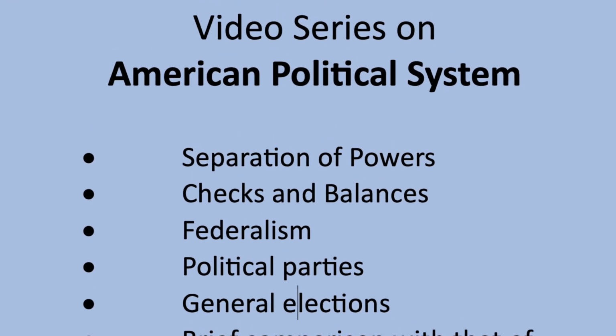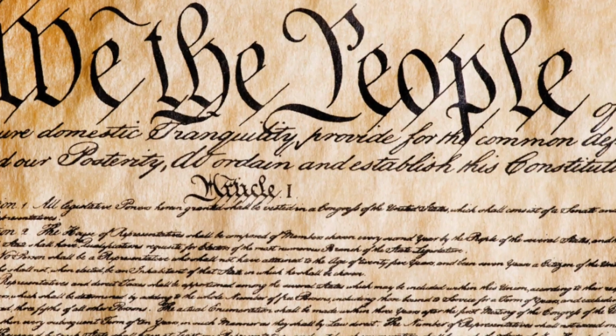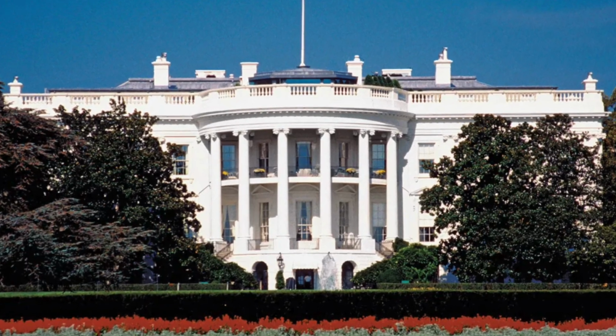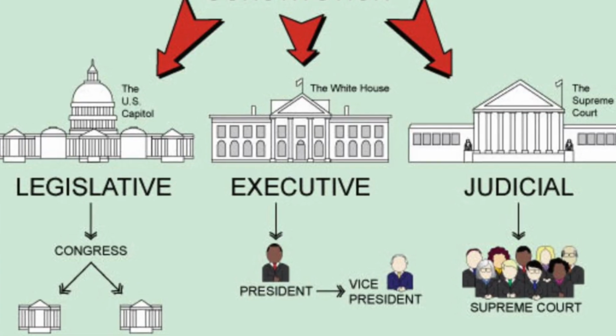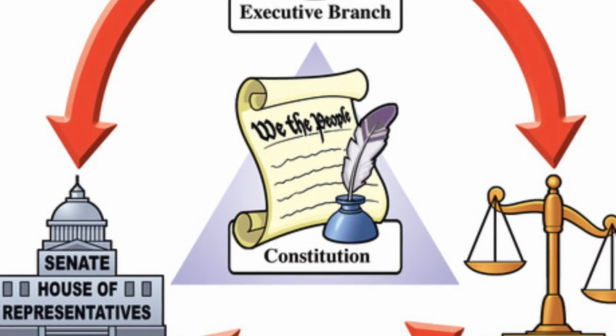Today's video is the third and the last episode of my video series on American political system. In episode 1, I talked about the American Constitution and one of the three branches of American government, the presidency. In episode 2, I talked about the other two branches, the legislative and the judicial. I also talked about how the system of checks and balances works.